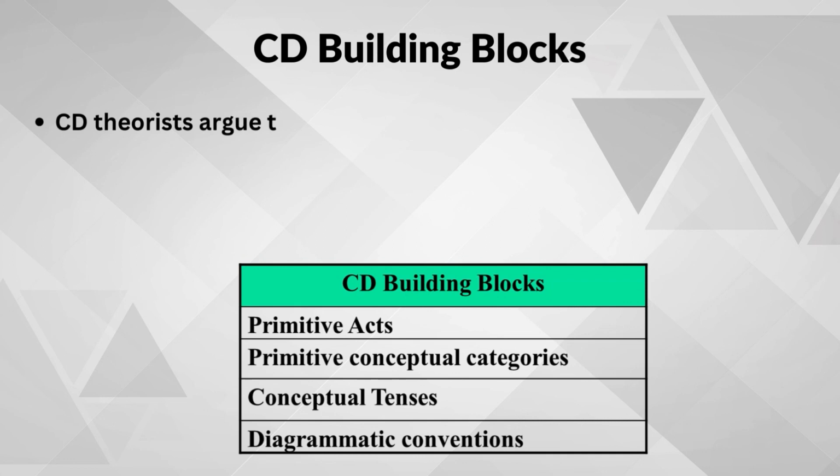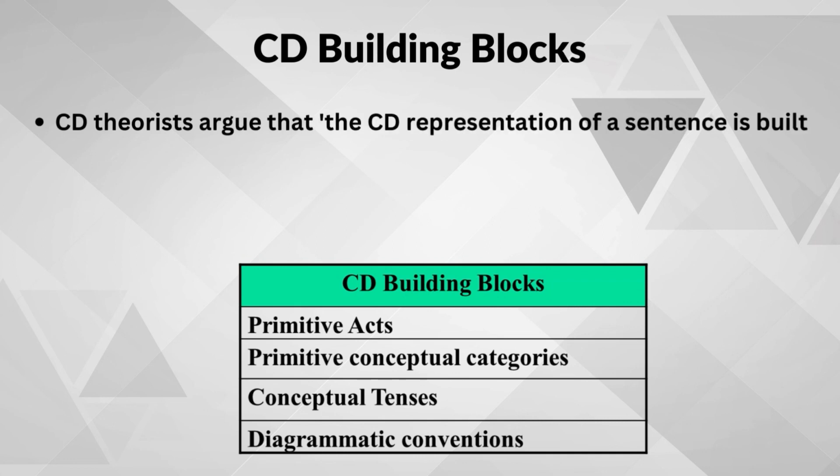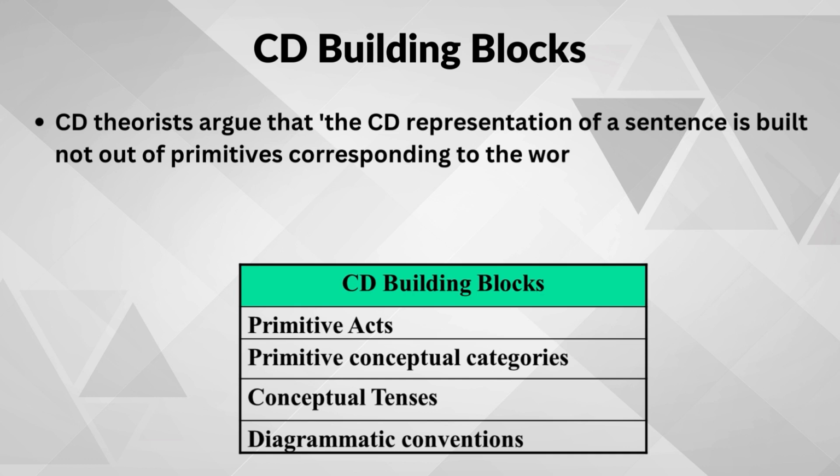Conceptual dependency theory is a model of language understanding that proposes the meaning of a sentence is constructed through the interaction of conceptual primitives, rather than being directly tied to the words in the sentence. These conceptual primitives are abstract building blocks that represent the underlying concepts and relationships in a sentence's meaning.